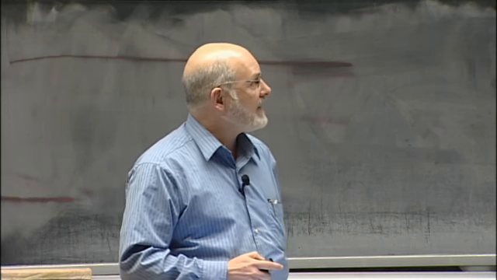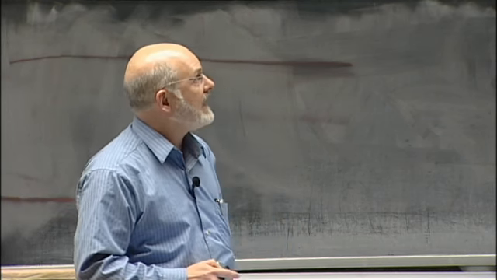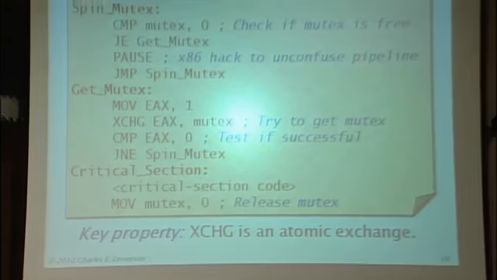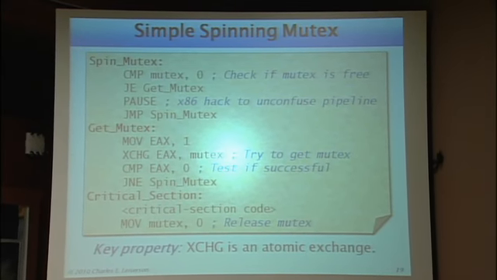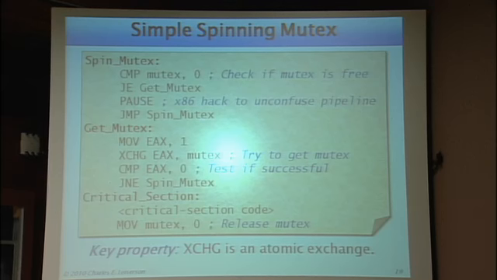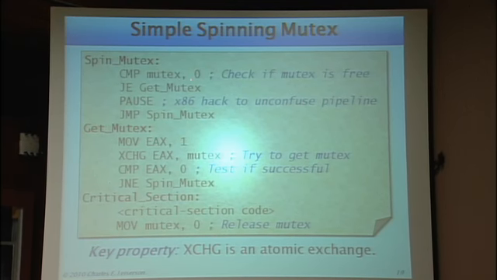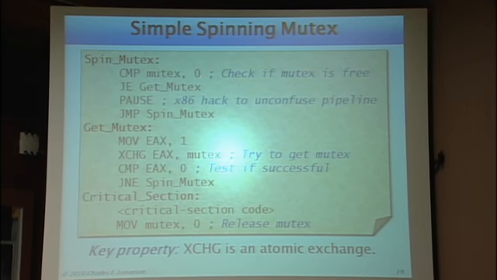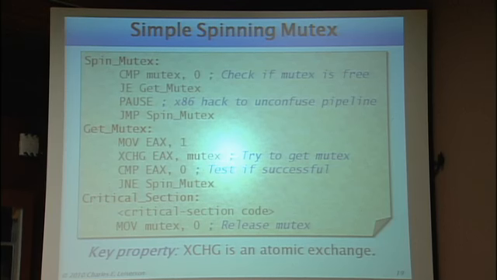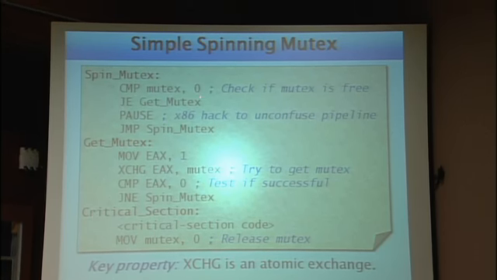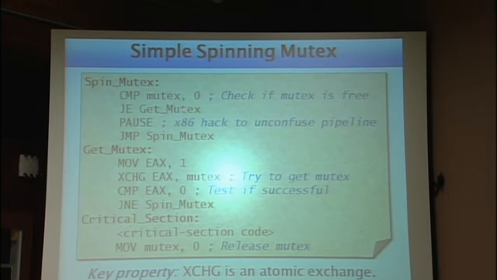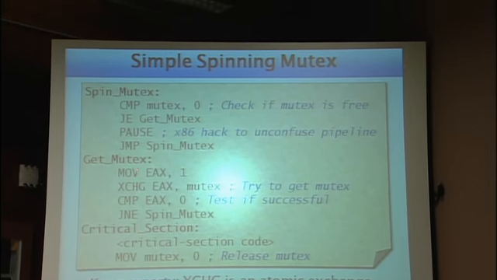Good. So let's take a look at one of the simplest locks, which is a simple spinning mutex. This is the x86 code for how to acquire a lock. So let's run through this. We start out at the top, and I check to see if the mutex is 0, which is basically going to be 0 if it's free and 1 if it has been acquired. So we compare it. If it's free, then I jump to try to get the mutex.